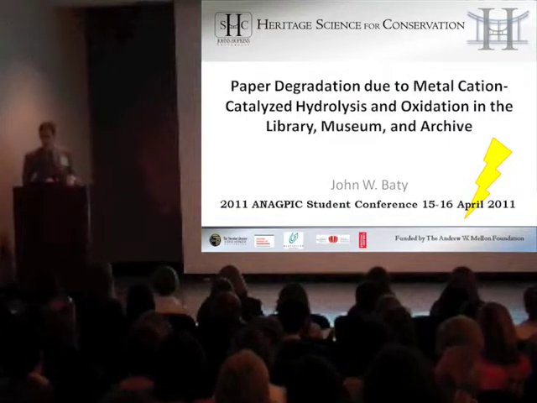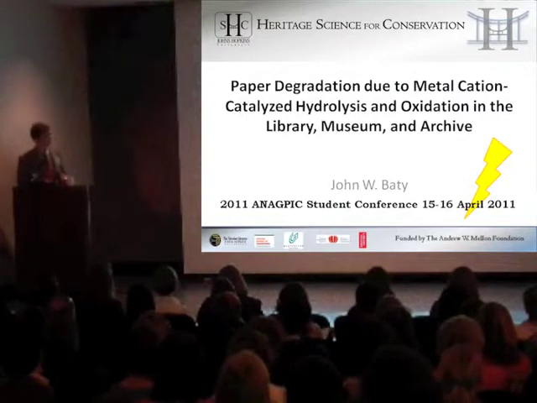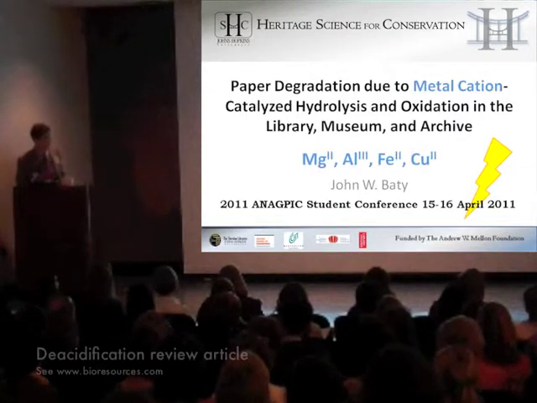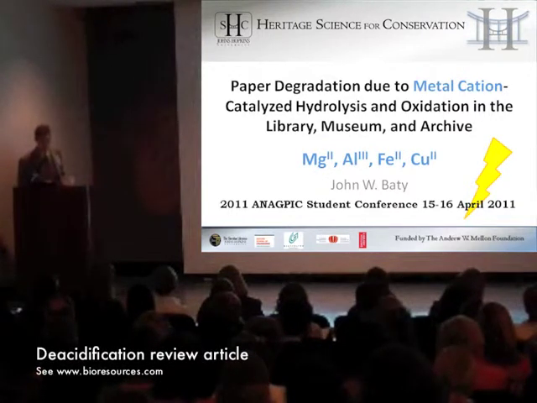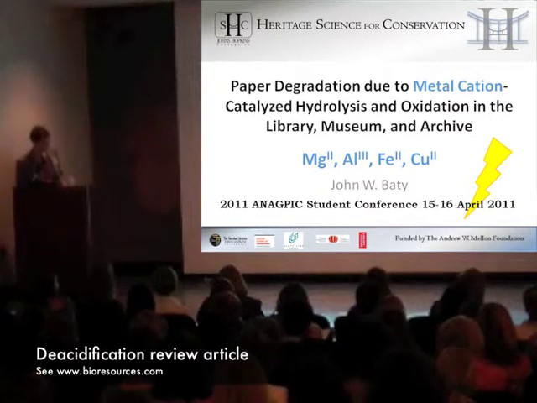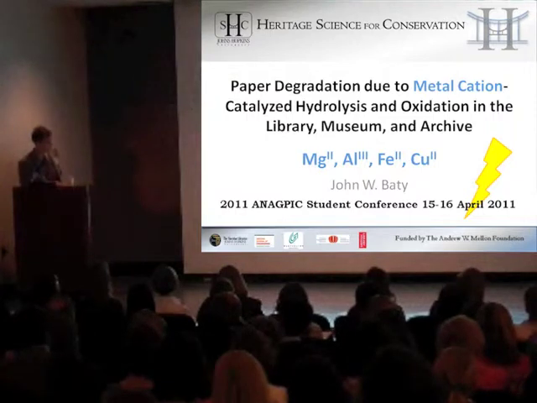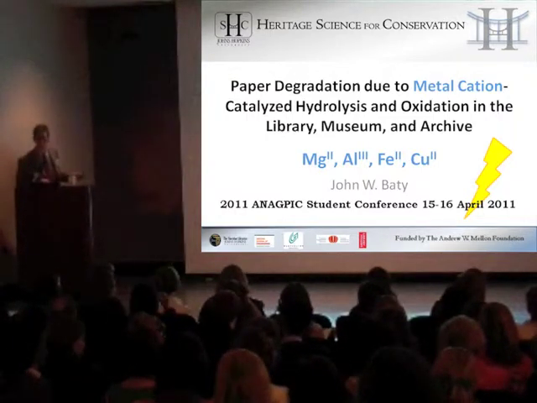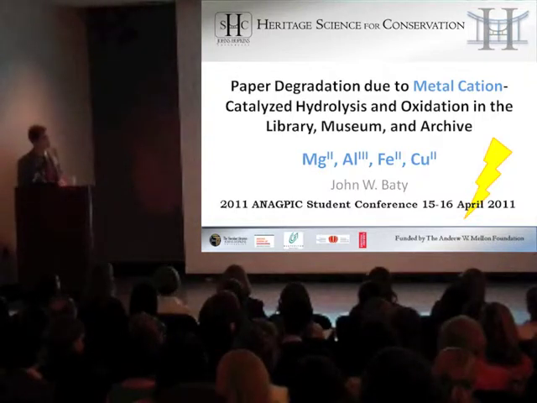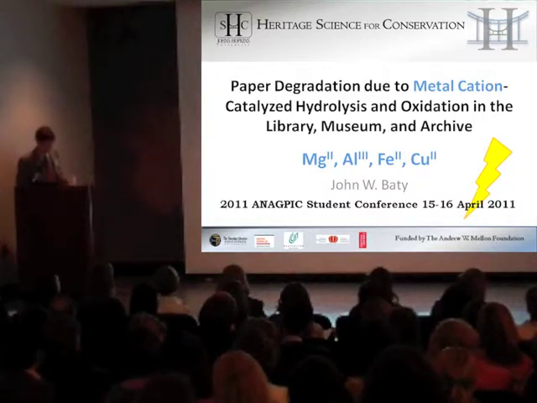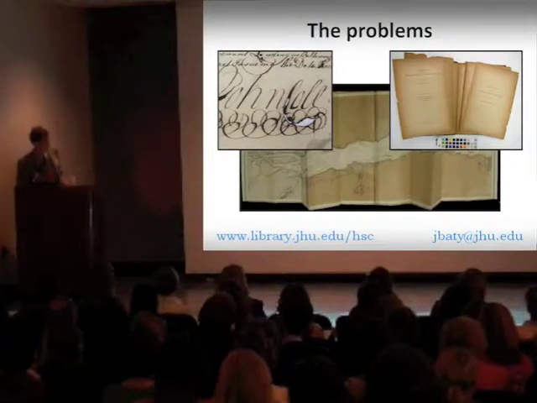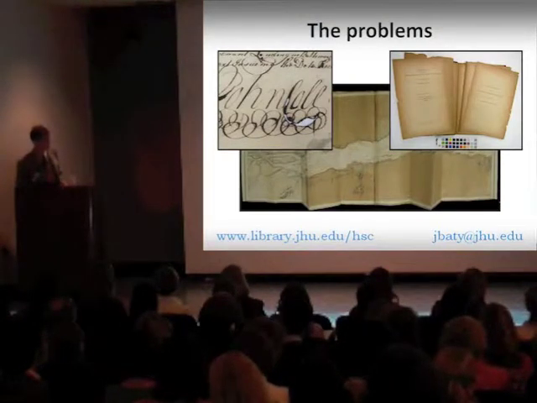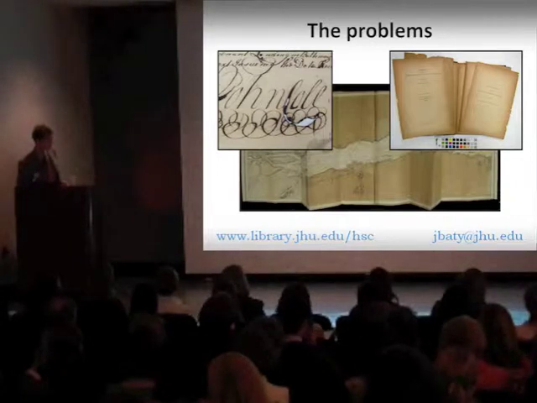both hydrolytic and oxidative. Which cations are we looking at? Magnesium 2, because of its role in deacidification. We just did a review article on that. Aluminum 3, historically because of sizing, but many contemporary uses, I'll leave it with that. Iron 2 and copper 2 because of their roles in pigments and inks. The problems with the latter three are very well known to this audience. Corrosion, whether it's distributed throughout the sheet or localized to the application of the metal.